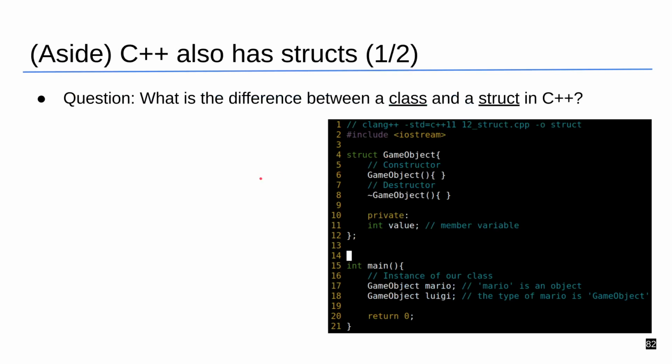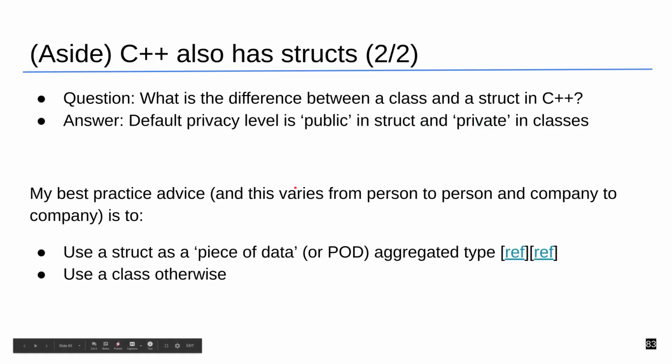Okay, so C++ also has structs. We've used the class keyword here, but there is an actual difference between a class and a struct in C++. Does anybody know? Go ahead and pause the video if you know, and give yourself some time to think about it, or actually Google it. Okay, and if you weren't sure, it has to do with the privacy level. So the privacy level is public in a struct and private in classes, okay?